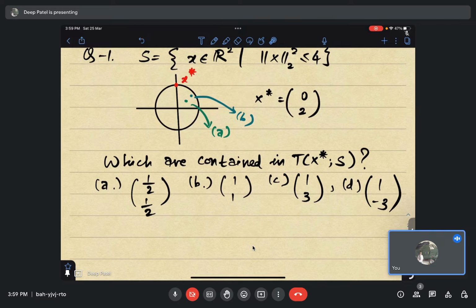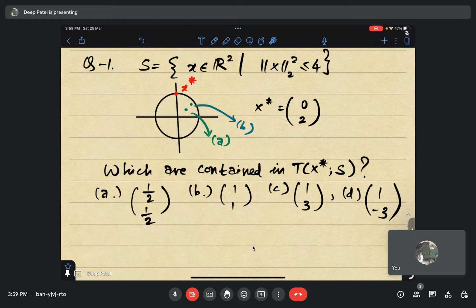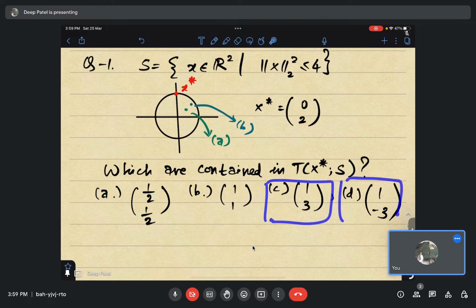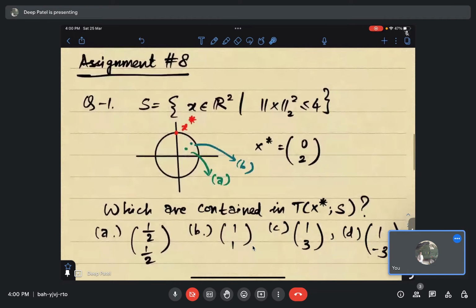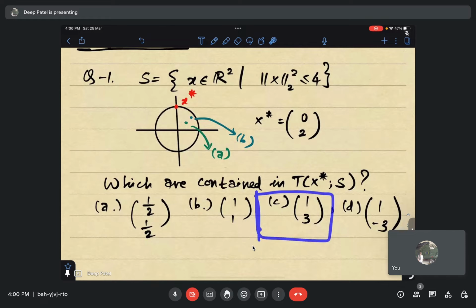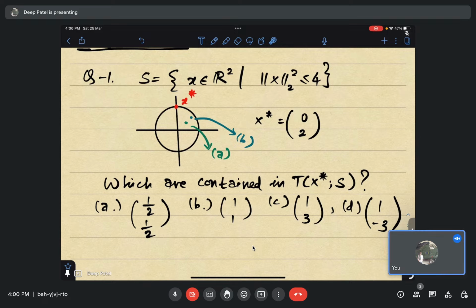Is this point even in the set C? Point B? No, C is not in the set. And how about D? D is also not there. So do we need to consider them? Are we asking for tangent cones? In the tangent cone we should consider them because it's an entire half space, right? Correct, you're right. We should not eliminate them just because they are not visible. Okay, good. So let's start with the point A.